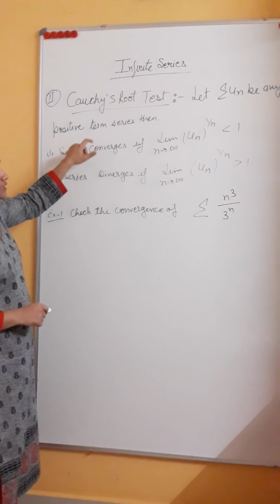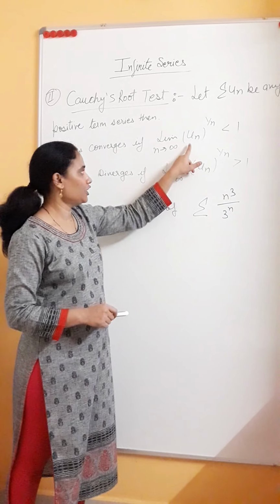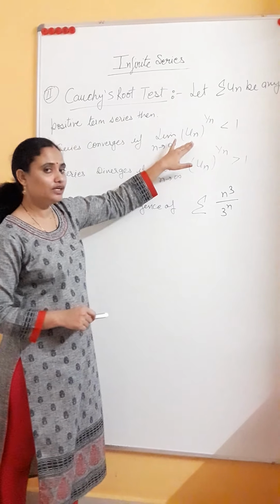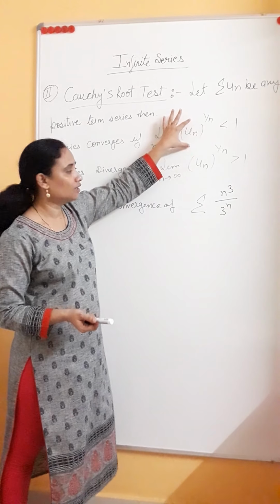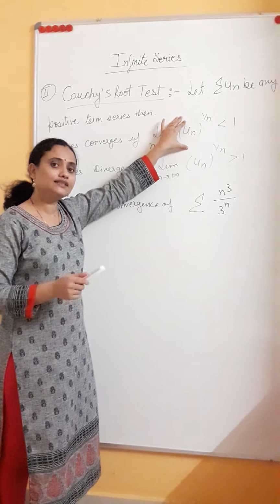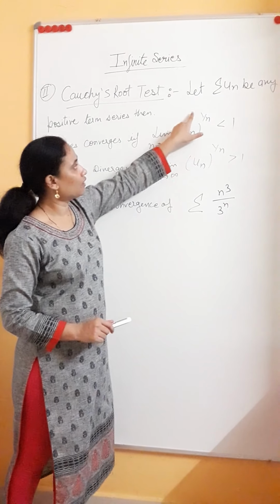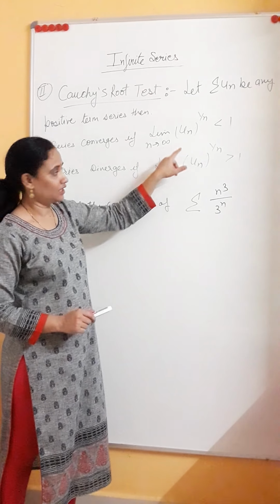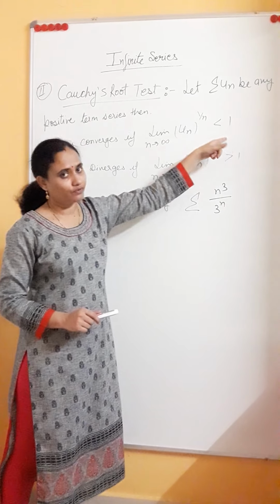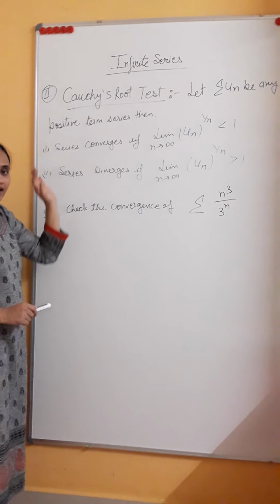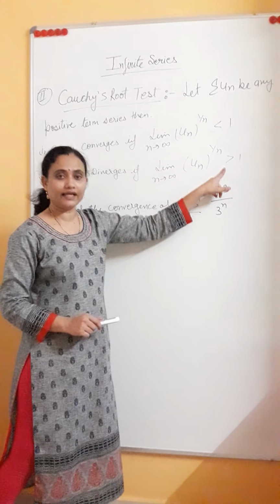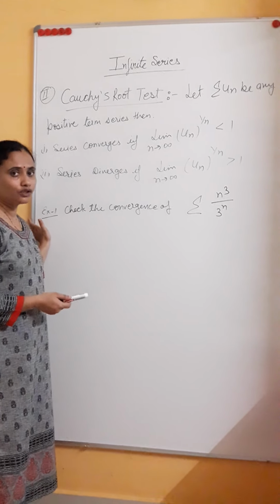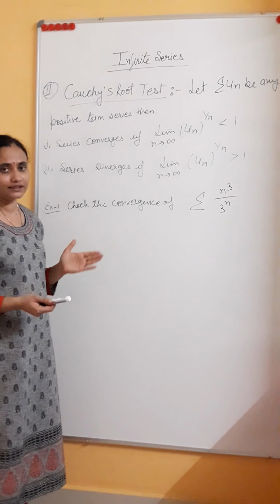If summation un is any infinite positive term series, then Cauchy's root test says that this series converges if the limit as n tends to infinity of un power 1 by n is less than 1. Here we need not find the n plus 1th term. With the nth term only we can decide whether it is convergent or divergent. So un power 1 by n means we are taking the nth root and the limit as n tends to infinity. If this value is less than 1, we say the given series converges. If this value is greater than 1, then the given series diverges. And if it is equal to 1, then this test fails. We cannot decide based on this test.